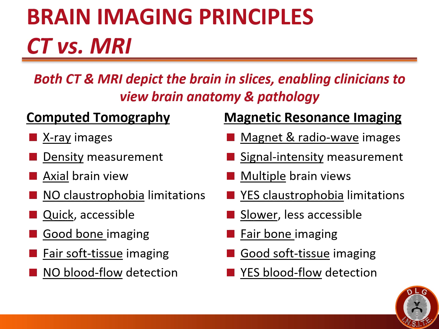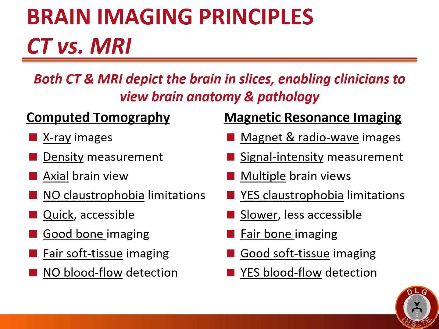CT is a density measurement. MRI is a signal intensity measurement. CT is best for axial brain views, whereas MRI may give multiple brain views. There is no claustrophobia limitation in CT because it's a big round open ring that the patient goes through. But most MRI machines do have claustrophobia limitations.